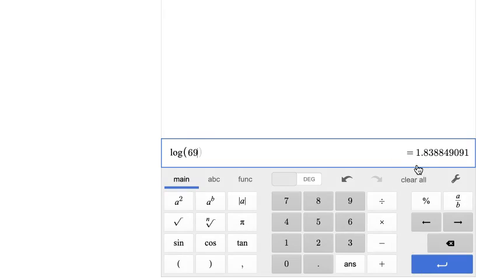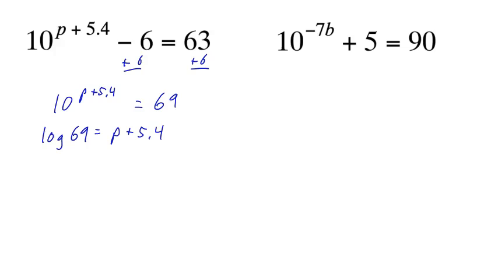We're actually not at the answer yet, so we're going to use more decimal places for a question like this. So let's do 1.8388. Let's go ahead and subtract 5.4 from both sides.